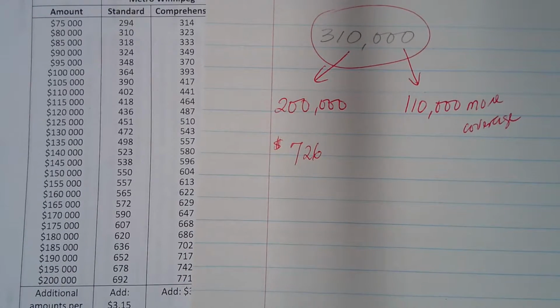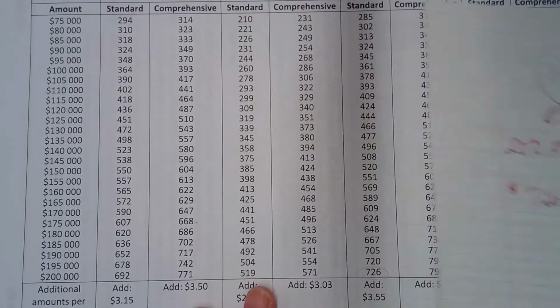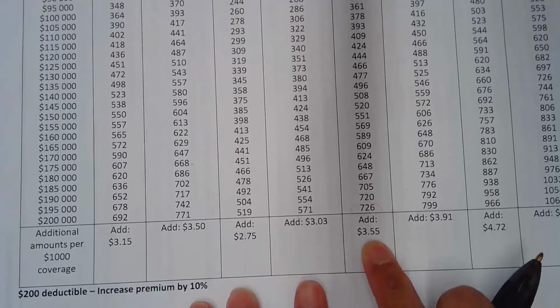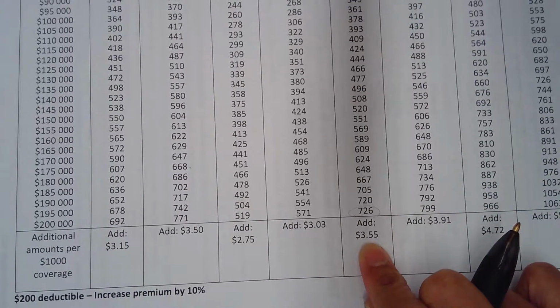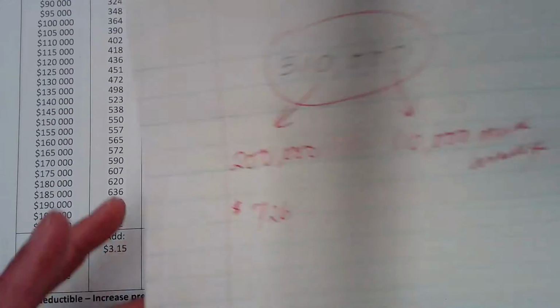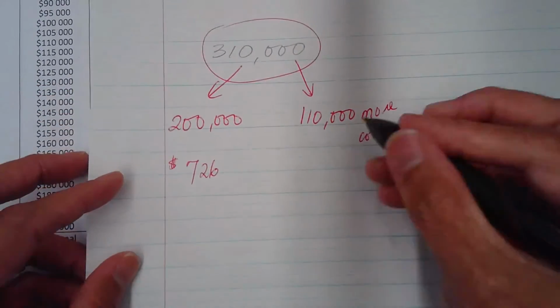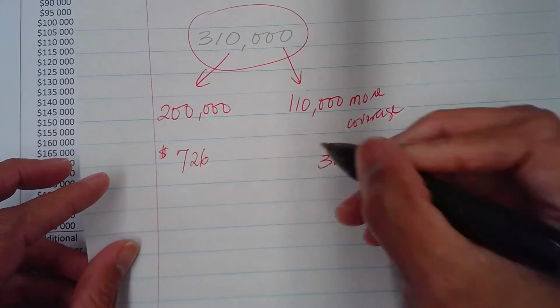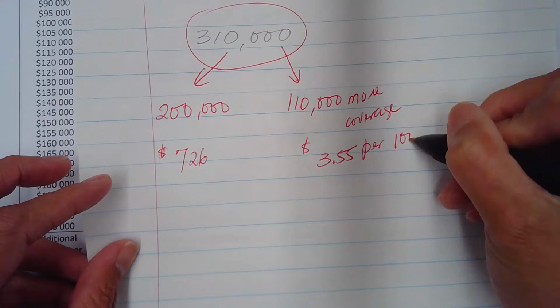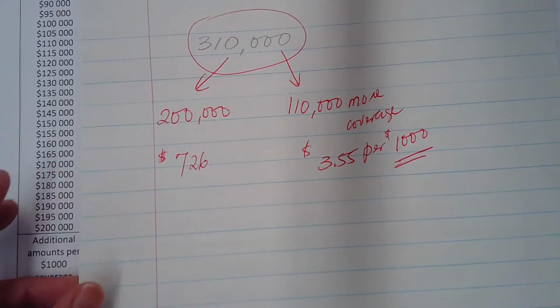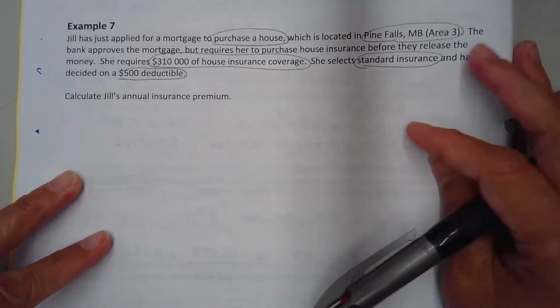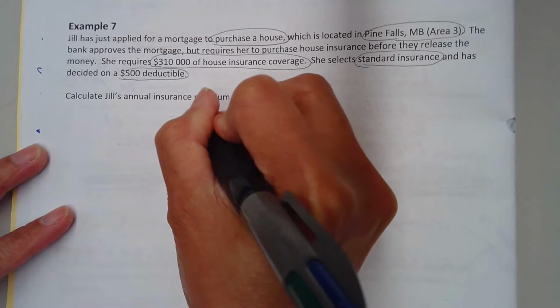Now, for anything above that, for the remaining 110, we have to buy more coverage, because we need to get to 310. So how much is that? Area 3, and it says here, add $3.55 per thousand of coverage, for extra coverage. So we have $3.55 per $1,000. We're going to put that into a factor. I'm going to write it properly on the appropriate page, so don't worry.